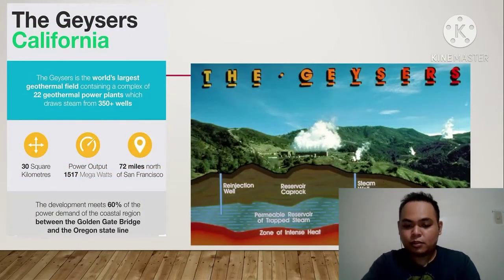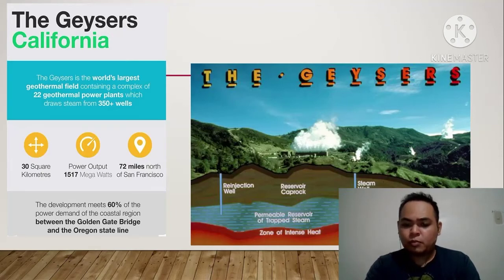Next example is Geysers, California. The Geysers is 30 square kilometers wide and is located in the Mayacamas Mountains, 72 miles north of San Francisco. It can generate a power output of 1,517 megawatts. The Geysers is the world's largest geothermal field, containing a complex of 22 geothermal power plants which draw steam from 350 plus wells.